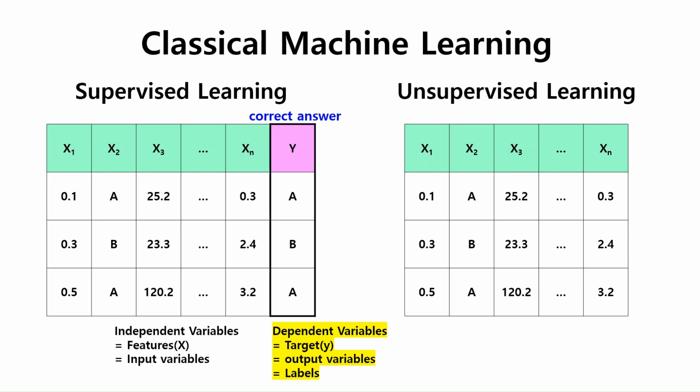Now look at the right side. Unsupervised learning. It has the same input features, but one big difference. There's no Y column. There's no label or correct answer to learn from. In unsupervised learning, the model has to figure things out on its own, like finding patterns, clusters, or structures in the data without any guidance. That's the key difference. Supervised learning uses labeled data. Unsupervised learning doesn't.